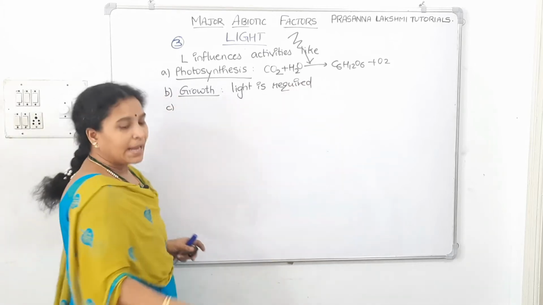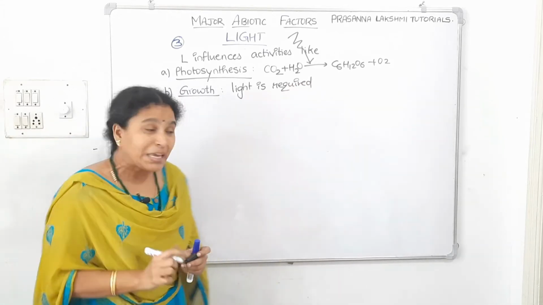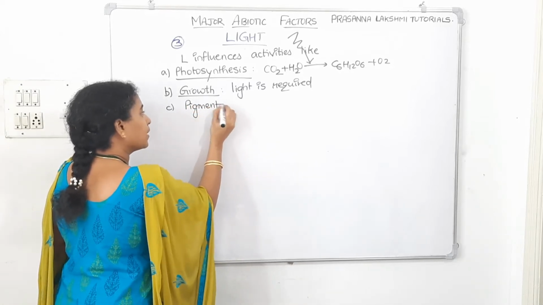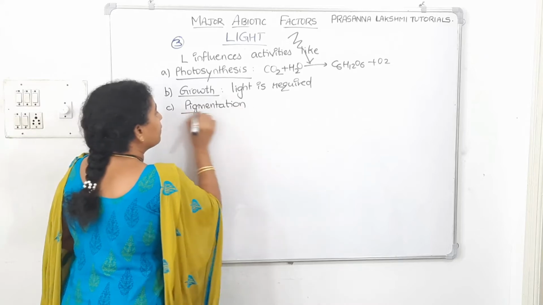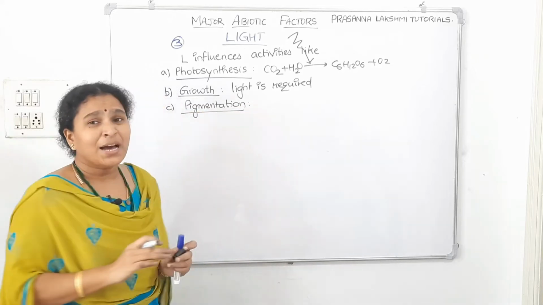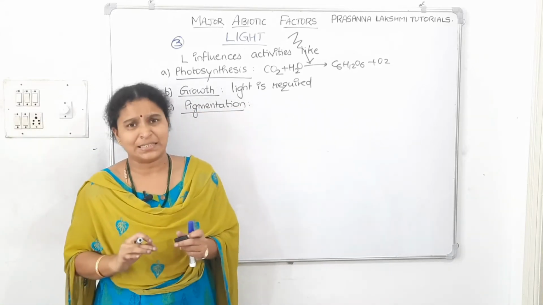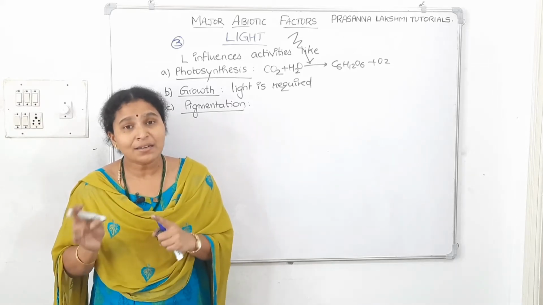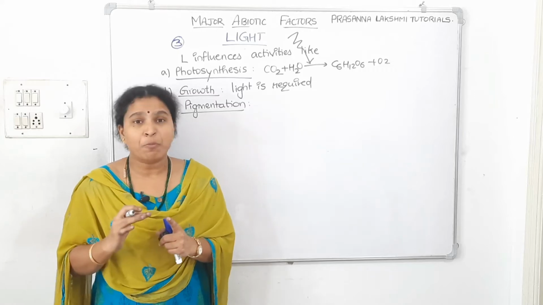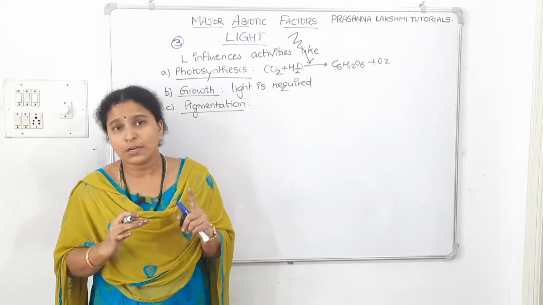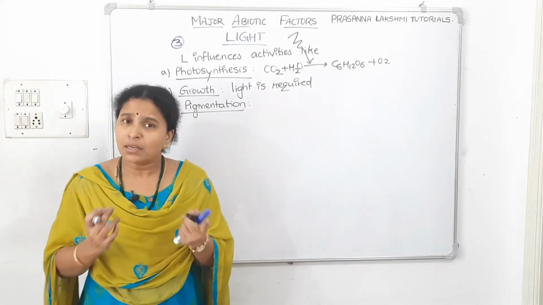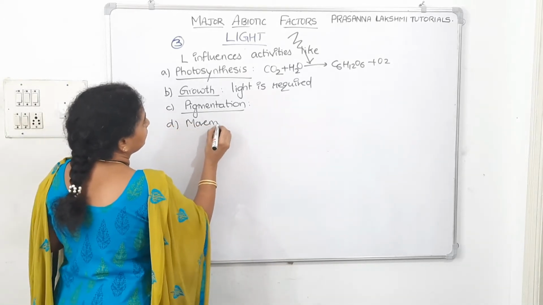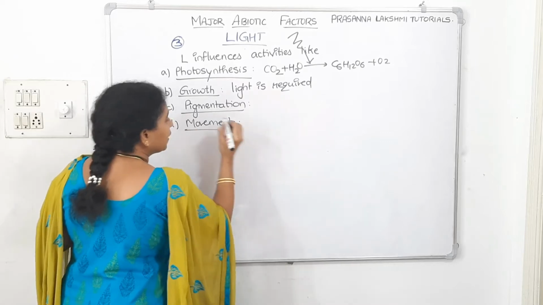For growth also, light is required. Then for pigmentation. Organisms which are in polar regions where sunlight is less will be less pigmented, they will be pale. Whereas organisms at the equator will be more pigmented. So pigmentation is also influenced by light. Movement is also influenced by light.